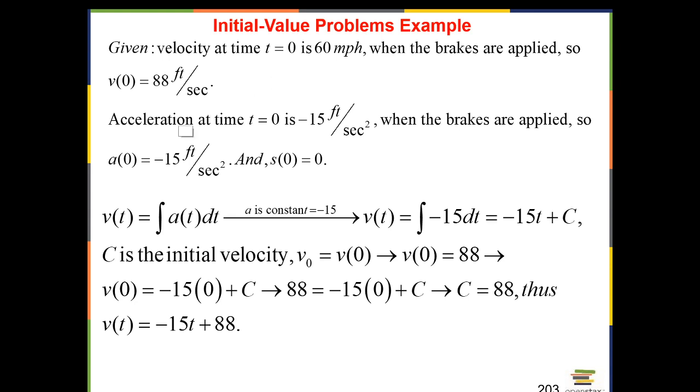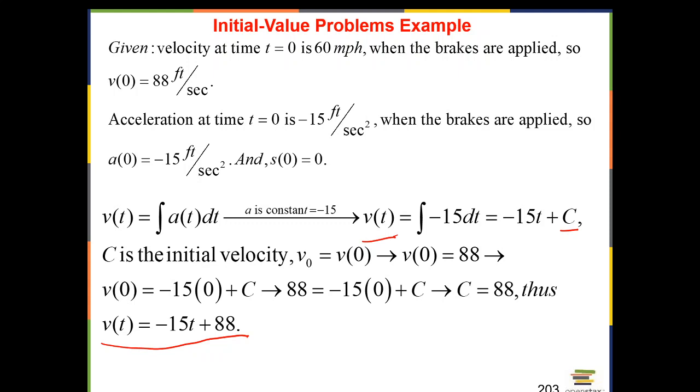So v of t is the integral of acceleration. So v of t would be the integral of negative 15, which is negative 15t plus c, right? But remember, this is velocity, and c is the initial velocity, so that's just 88. We know that. So that's the velocity function for the movement of this object.